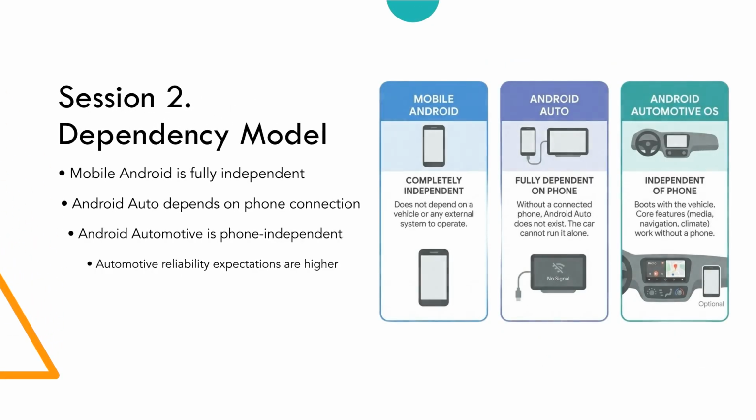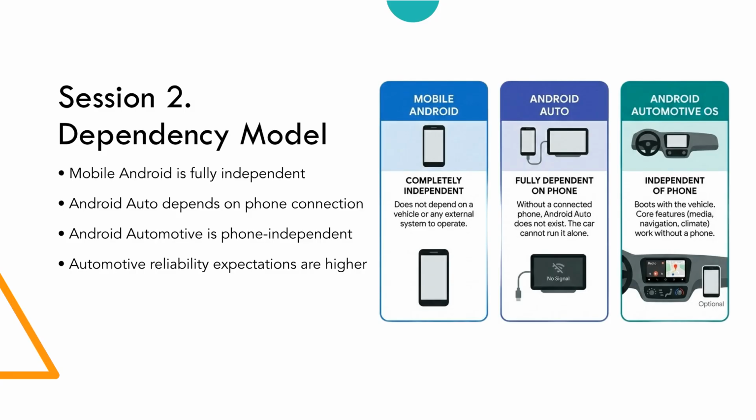The next comparison dimension is the dependency model. This is closely related to runtime location, but interviewers expect you to explicitly call it out. Mobile Android is completely independent. It does not depend on a vehicle or any external system to operate. Android Auto is fully dependent on the phone. Without a connected and unlocked phone, Android Auto simply does not exist. The car alone cannot run Android Auto.